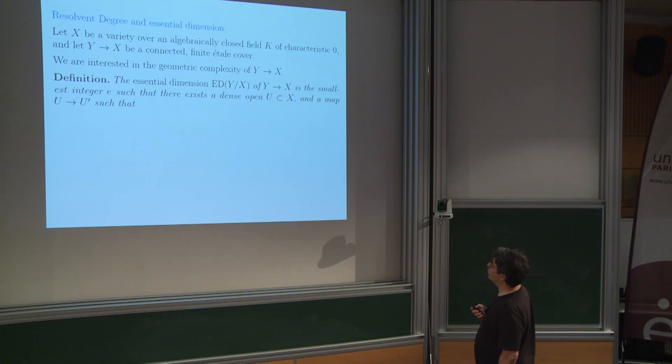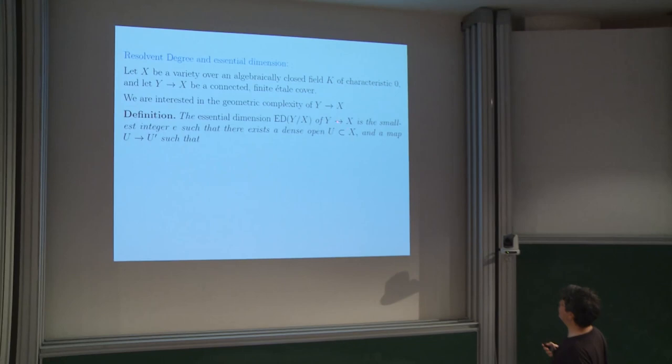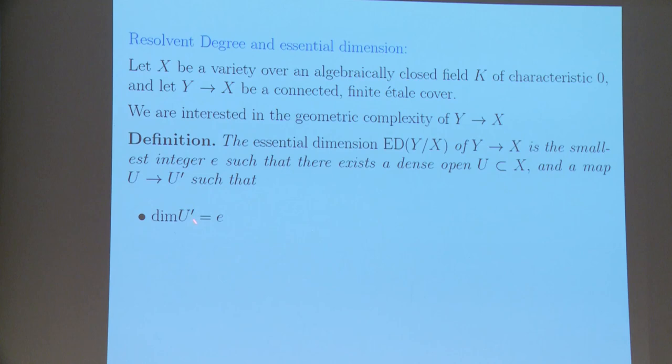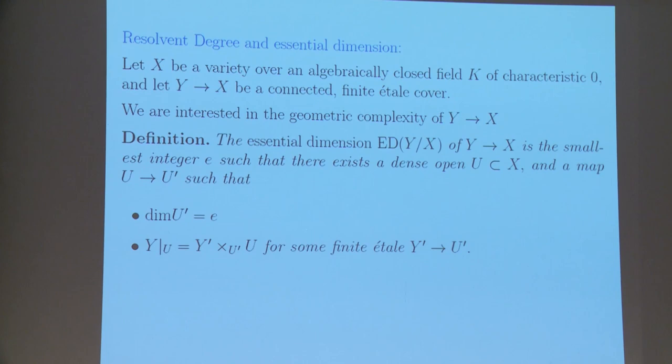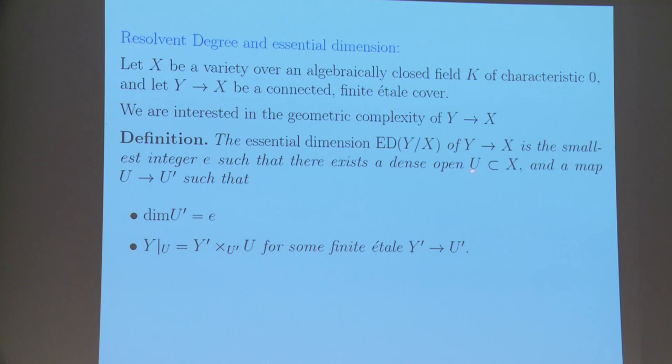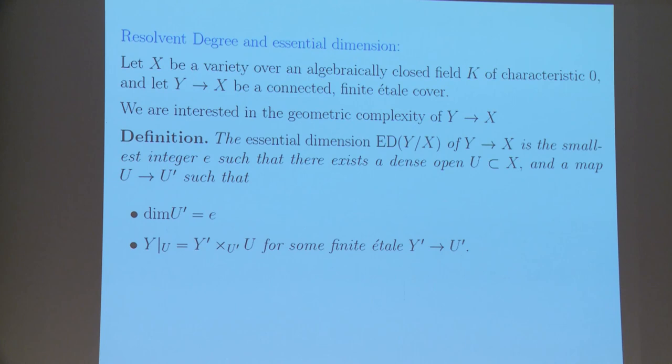So we define the essential dimension of the cover to be the smallest integer e such that there's a dense open U in X and a map U to some U prime such that U prime has dimension e, and Y comes from the pullback of a covering, U prime over E prime, some finite étale covering. And let me just say, the fact that in this definition you're allowed to take some dense open is absolutely crucial. A lot of these questions become much easier if you insist that U is equal to X. But we don't want to do this here, and maybe the reason will become clear later on.